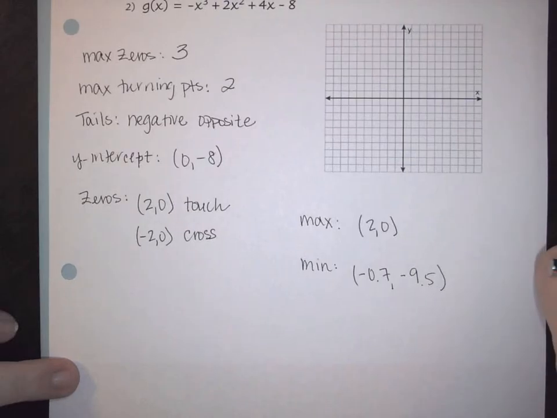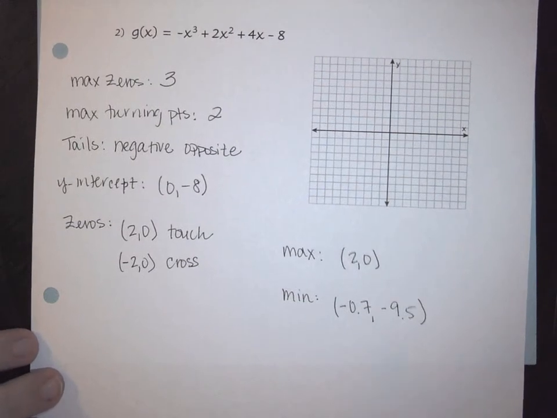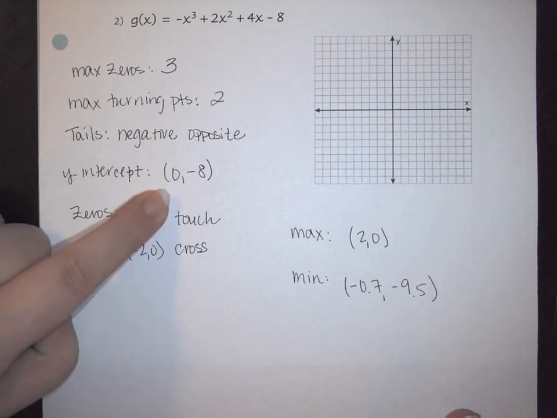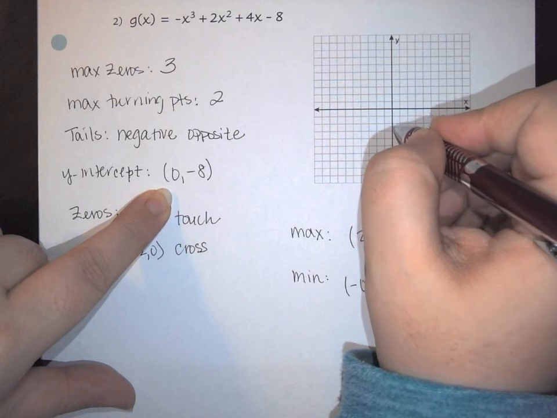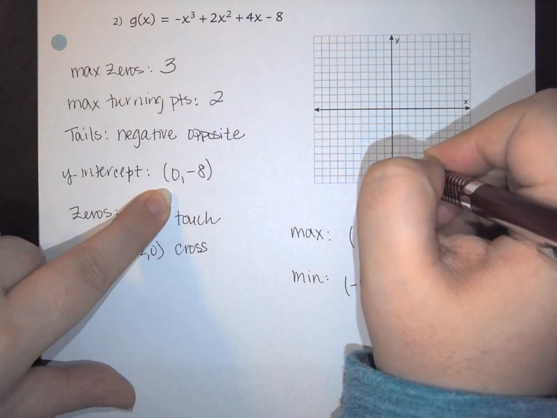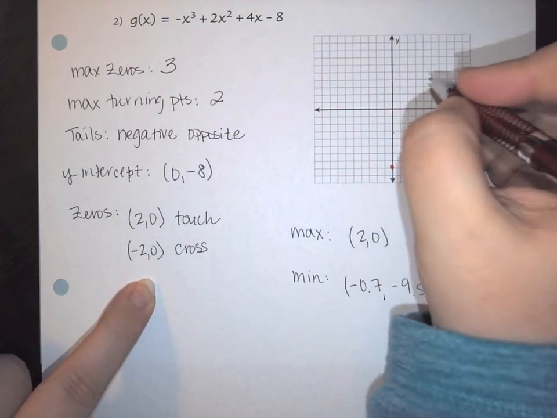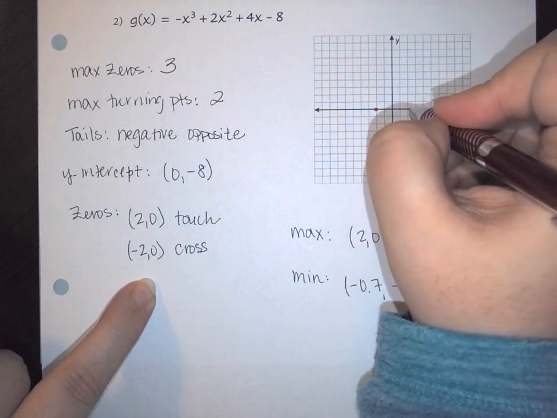Now that I have everything I need, I can go ahead and sketch my graph and see what it looks like. So here, the first thing I want to do, I have a y-intercept at -8. So 1, 2, 3, 4, 5, 6, 7, 8. And then I have my zeros, so I have the points at (-2, 0) and (2, 0).